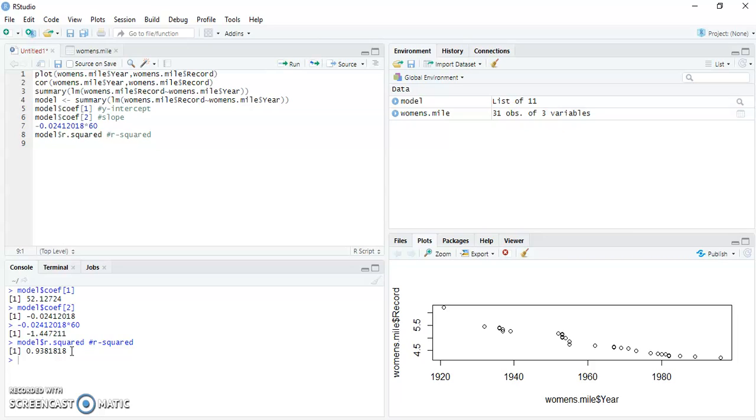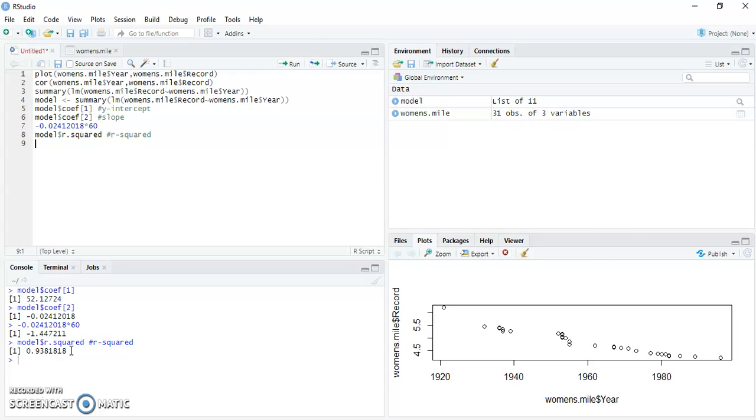Remember, r squared only goes between 0 and 1. This one's 0.938, which means this is a really good model. I could tell that from the scatter plot. This looks basically like a linear model, and the r squared's confirming that. It's the proportion of variance in the world record time explained by the year. We're able to explain like 94% of the variance.